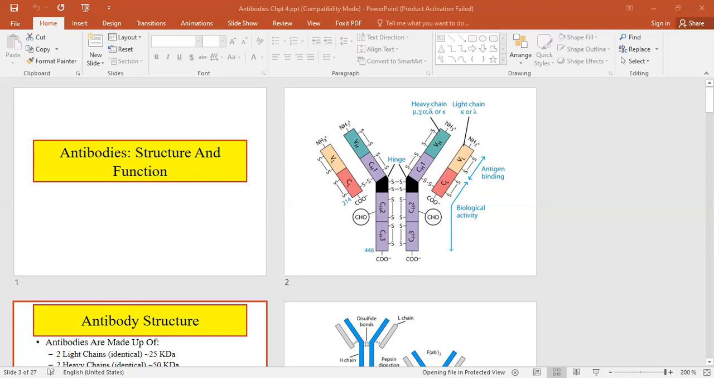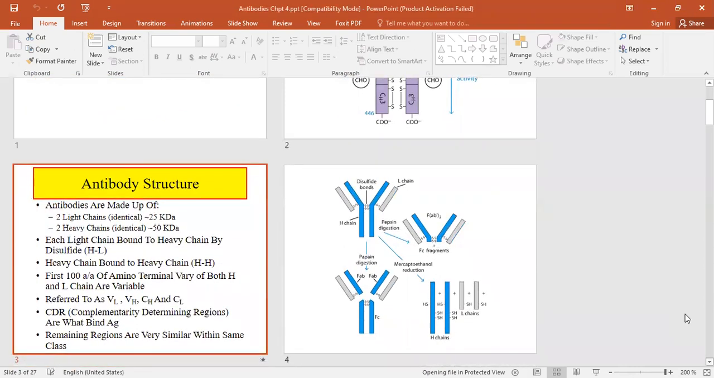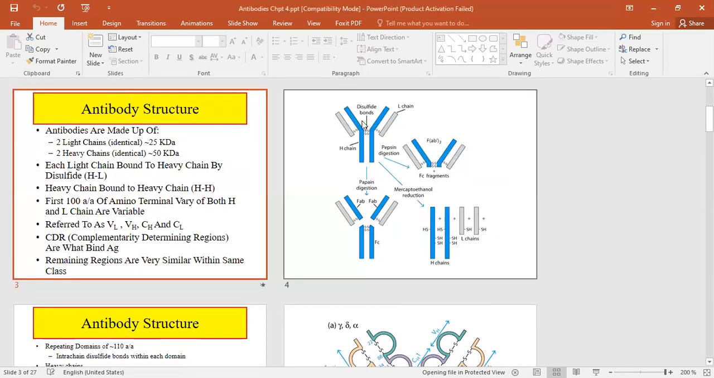So in some more detail, here are some disulfide linkages. This is the light chain, this is the heavy chain, and this is the FAB portion here. And if we digest it with papain, then we get the FAB portion and the FC portion, and also we get the heavy chain and the light chain.